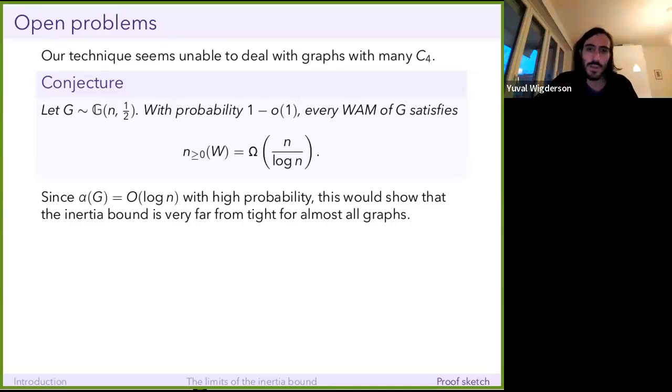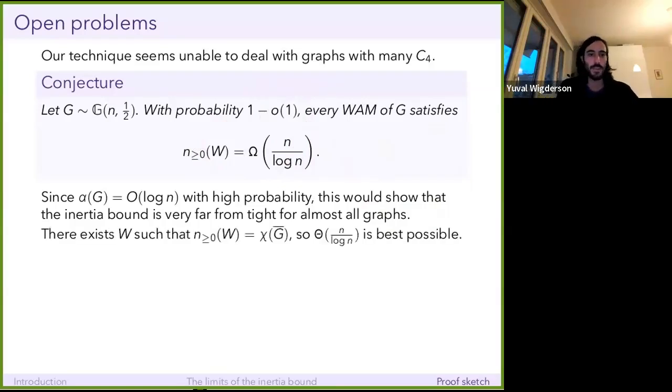I should mention that if you look at our paper, we don't state this conjecture. We state a stronger conjecture, that actually this should really be linear in n. But that's not true. This was something else that was pointed out to us by Noga Alon. So there's a simple exercise that I encourage anyone to try. For any graph, you can find a weighting W such that the number of non-negative eigenvalues is the chromatic number of the complement of G, so the clique cover number of G.